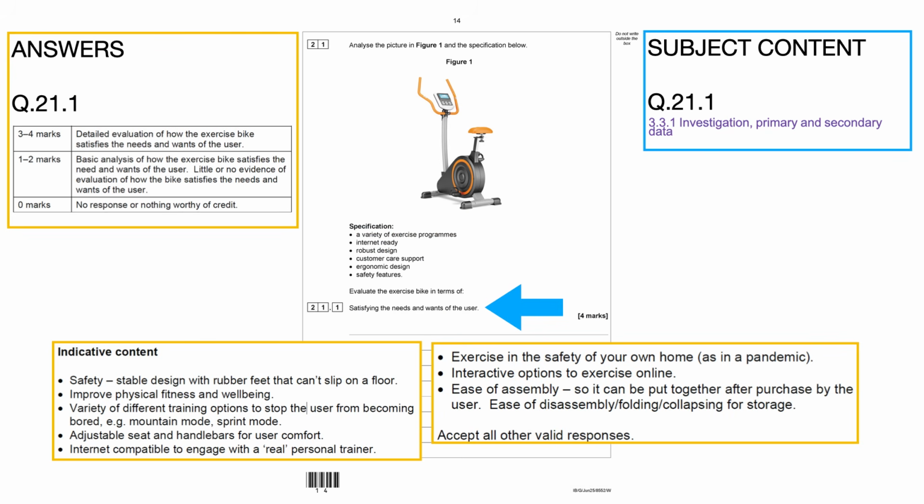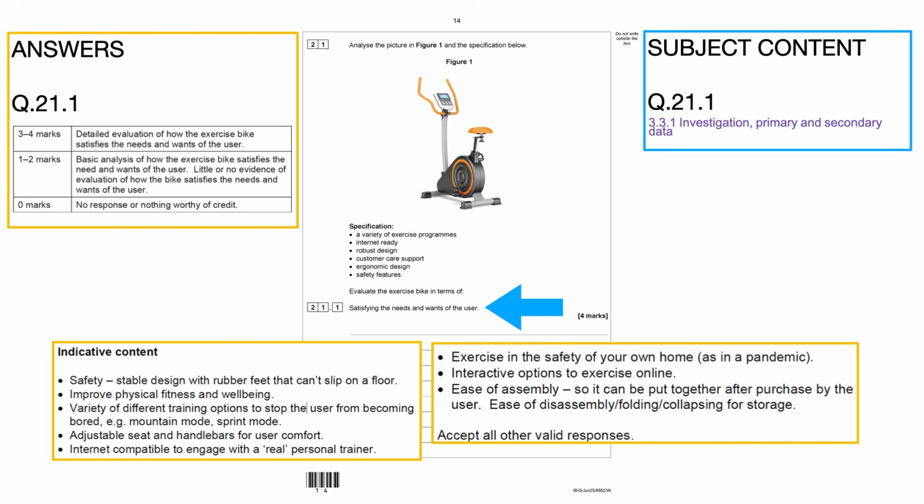Question 21, analyze the picture in figure 1 and the specification below. So the specification of this exercise bike has a variety of exercise programs. It's internet ready. It has a robust design. It has customer care support. It has an ergonomic design, and it has safety features. Evaluate the exercise bike in terms of satisfying the needs and wants of the user for 4 marks.